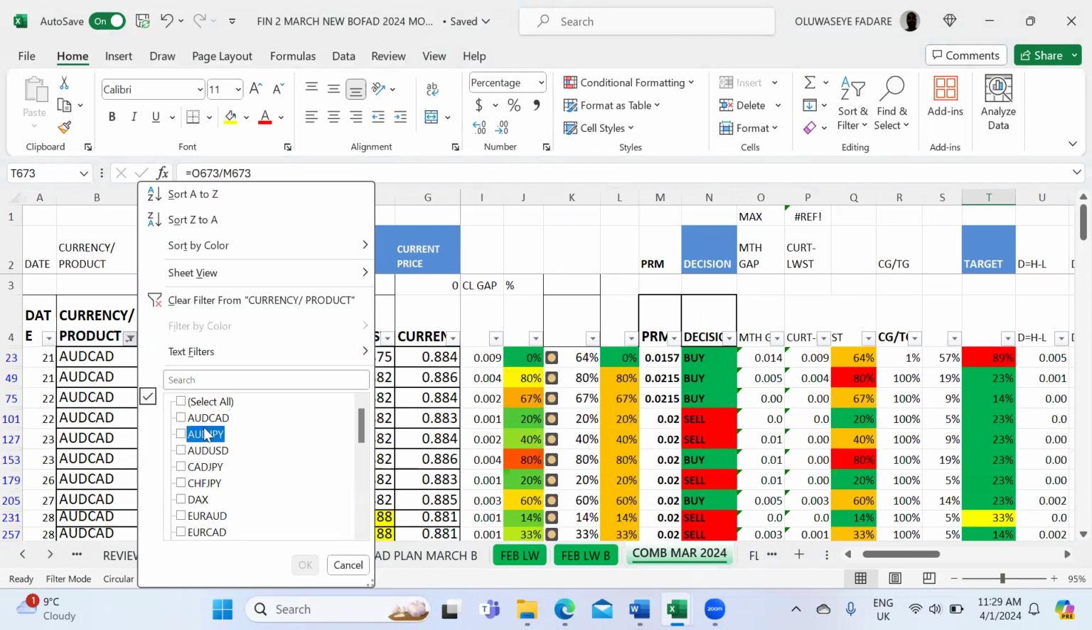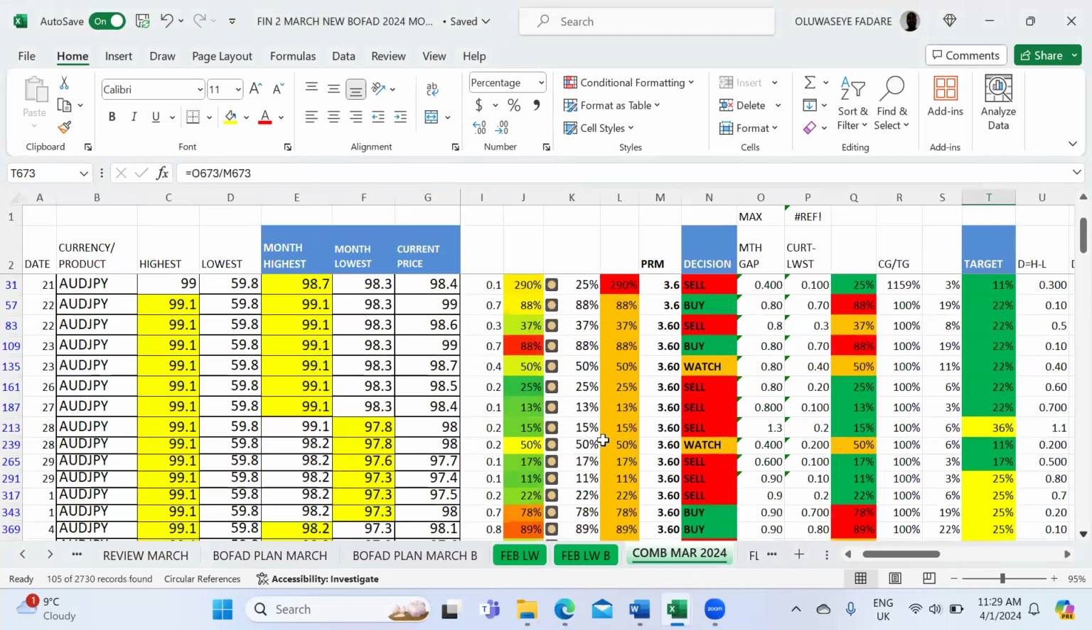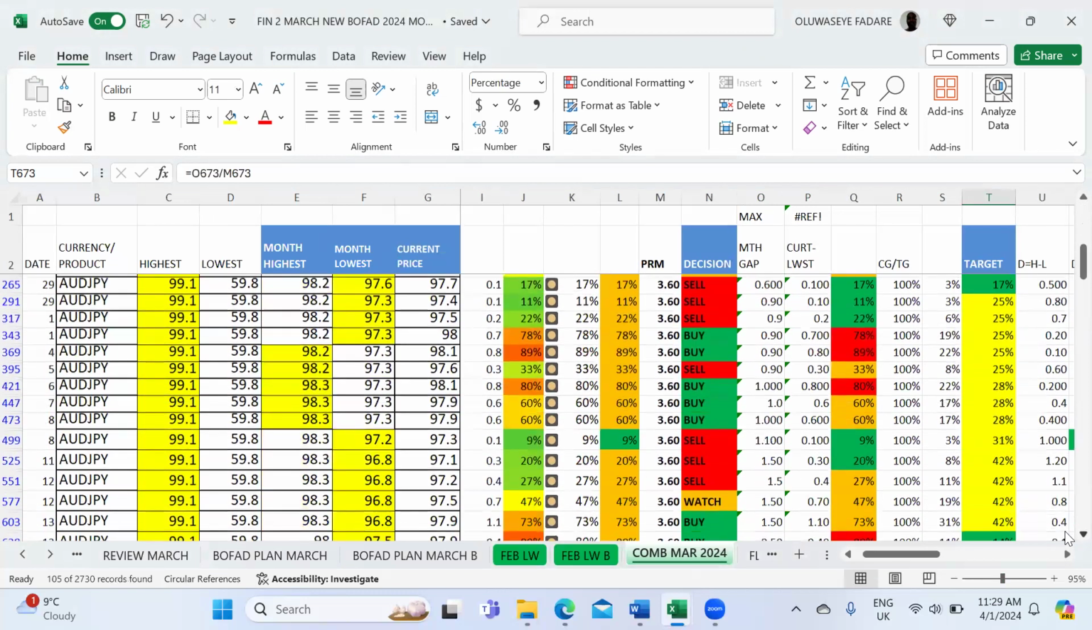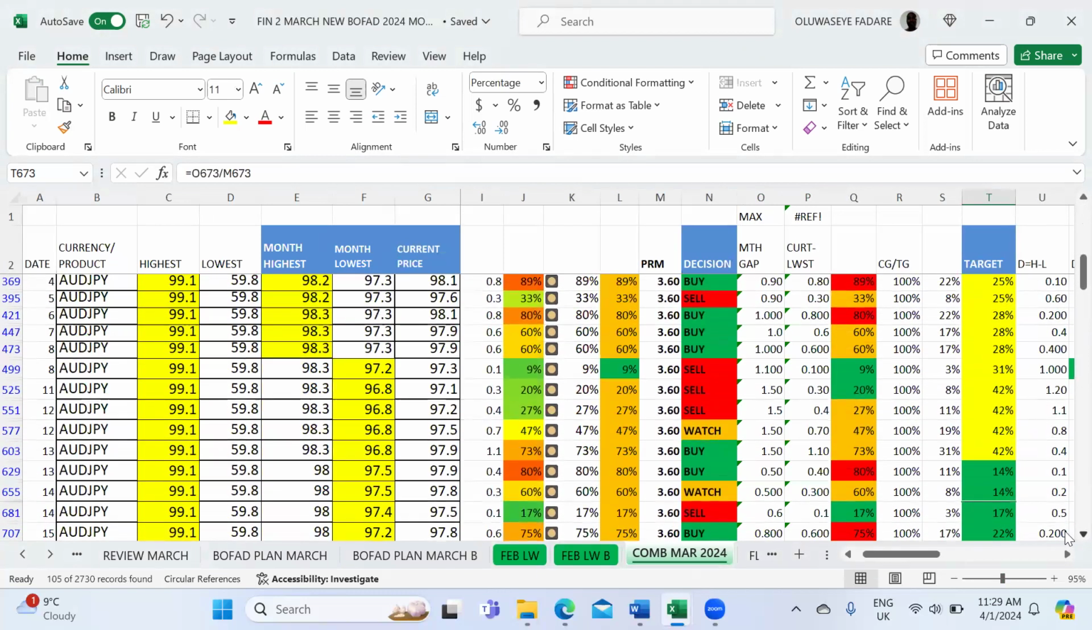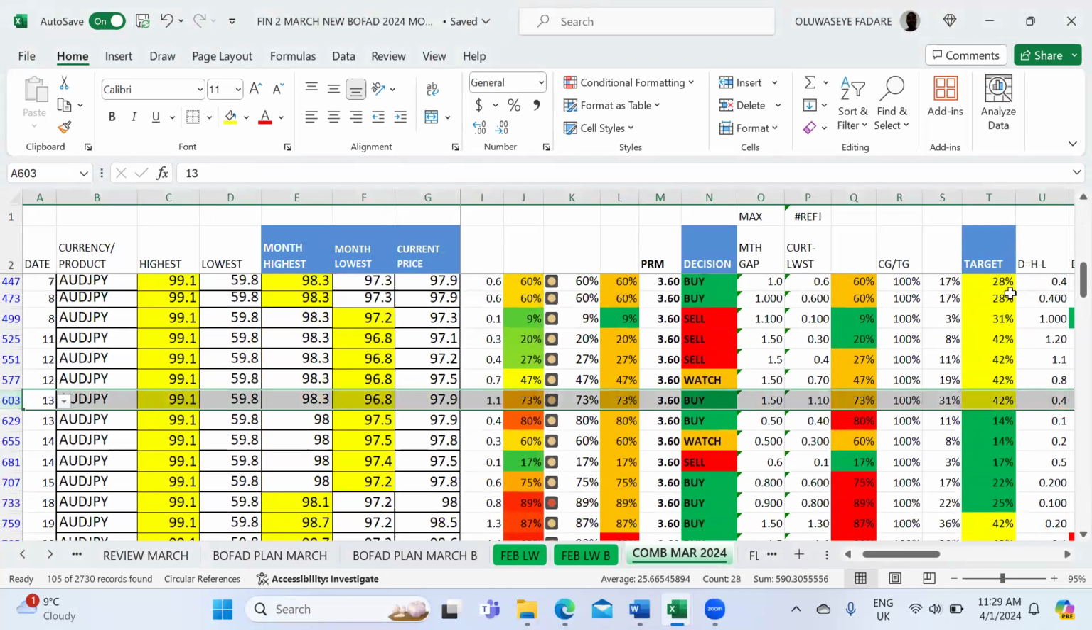So same thing, AUDJPY, like I told you, this data is populated every day. So it now depends on the movement. Any side that is yellow is the last side to change direction. So you can see 99.1 came down to 97.3. From 97.3 again it went up to 98.3, then came down to 96.8 at this point. Can you see?